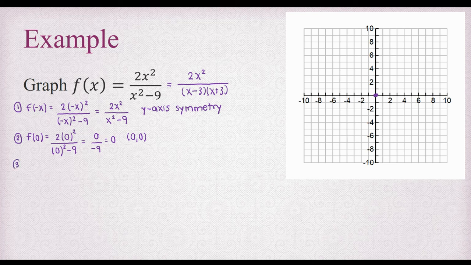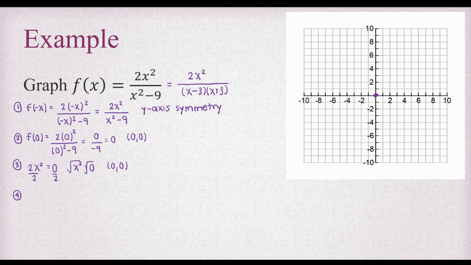If I then want to find an x-intercept, I have to set the numerator equal to 0. So 2x squared equals 0. I'll divide both sides by 2. I'll get x squared equals 0. When I take a square root, I'm still going to get 0. So once again, that makes sense. (0, 0) is not only an x-intercept, but it's also a y-intercept.